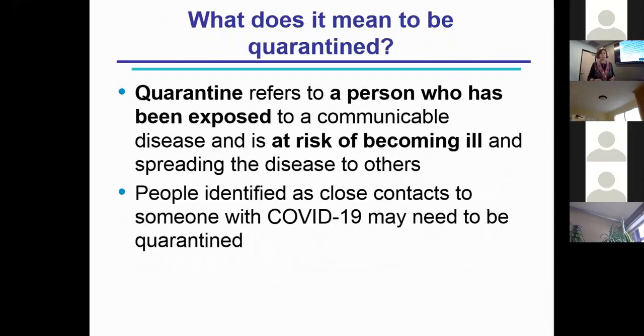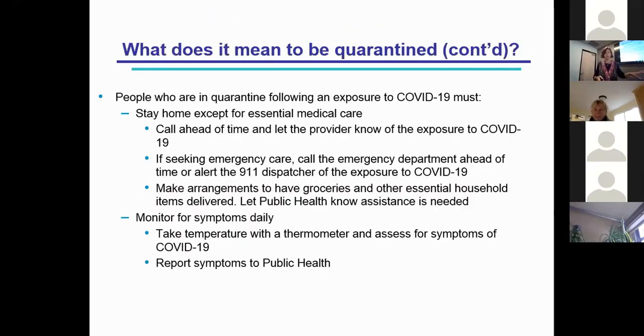Okay. So then what does it mean to be quarantined? So this is somebody who's been exposed to somebody who has COVID-19, is at risk of becoming ill and spreading the disease to others. This could be somebody who has symptoms or doesn't have symptoms, either one. So if you've been identified as a contact and you have a reasonable risk that you may progress to disease, we know you've been exposed, you're in the household, or you're a close contact, then all of those folks are being asked to quarantine, self-quarantine at home if possible.